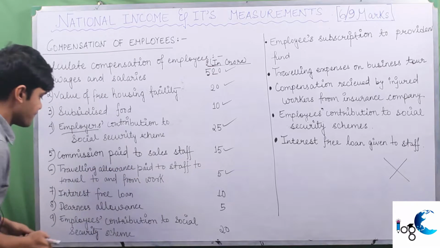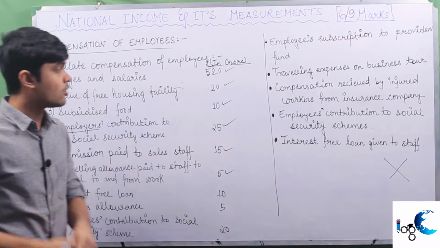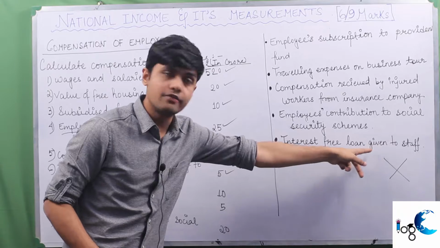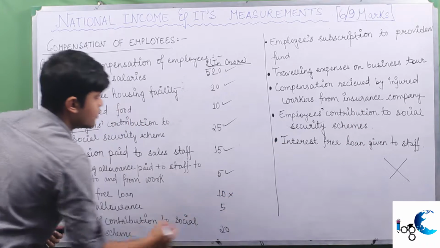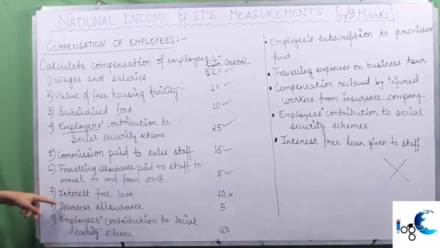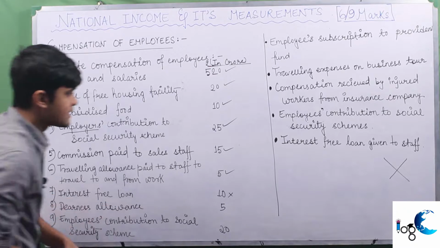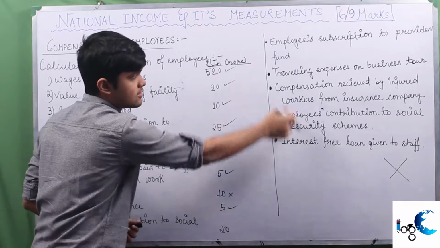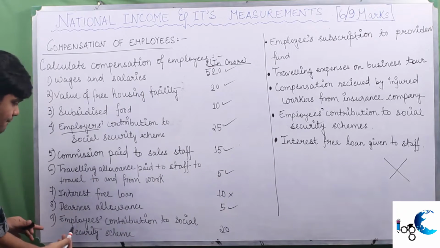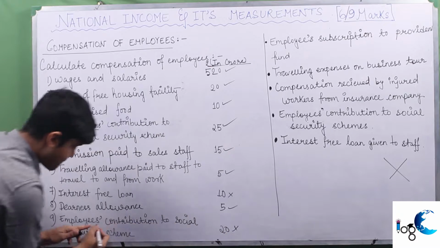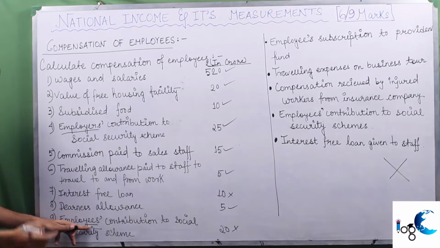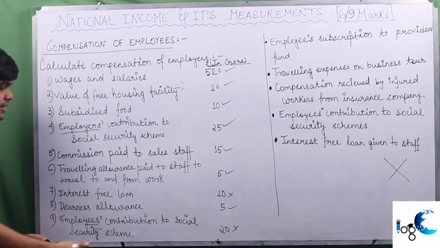So this is included. Interest free loan is again not included. Interest free loan is given to staff, it's not included, so this will be struck off. Dearness allowance is obviously included. Employees' contribution to social security is not included. Remember that. Employer's is included.